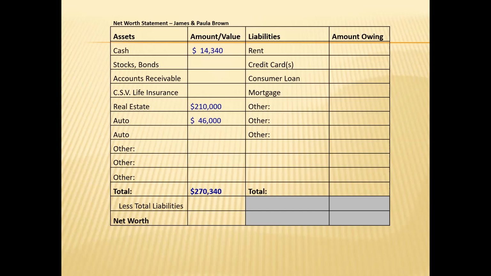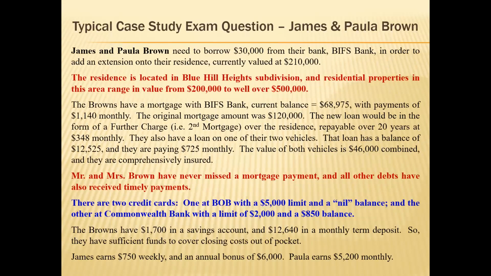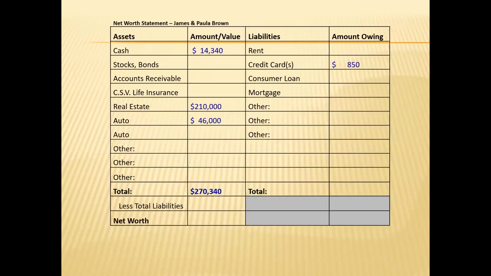So now we turn our attention to the liabilities. What is the first liability that they have? They don't pay rent. The credit cards. Okay, so it tells us here in blue, there are two credit cards, one at Bob and the other one at CB, and it gives us their limits and their balances. So what amount goes in that column? $850, sir. $850, okay.